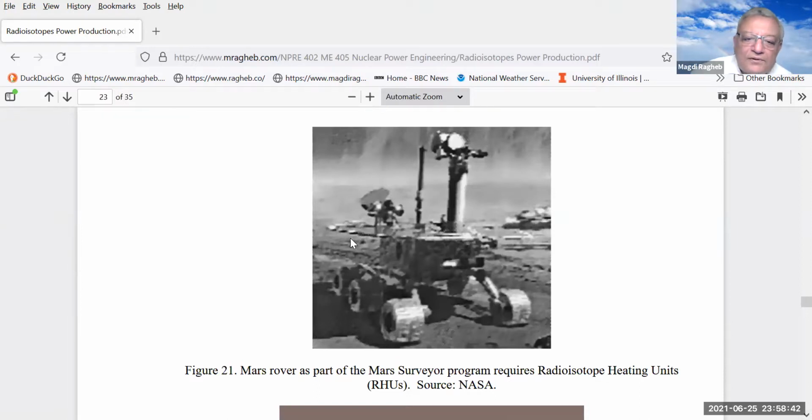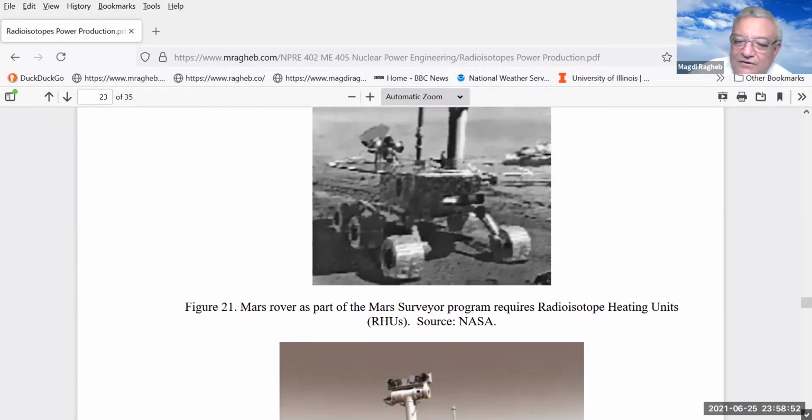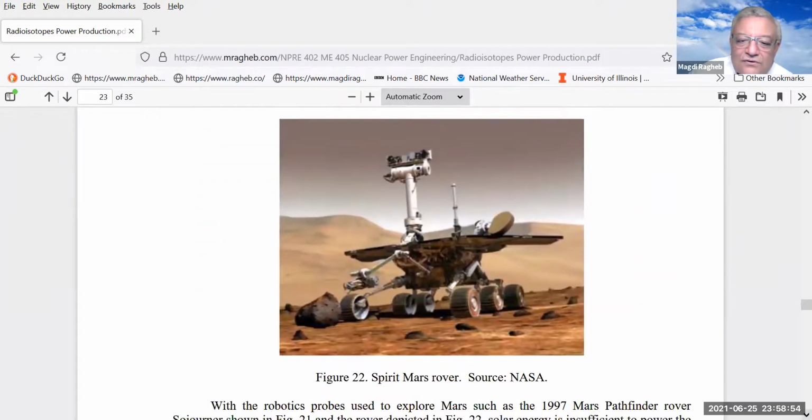This was supplemented, replaced later by the Mars Surveyor programs, and it needed, in fact, those radioisotope heating units, not generator units. The Spirit of Mars, you could see, also has large solar collector photovoltaics. And the problem with them is that Mars has an environment that's very, very stormy.